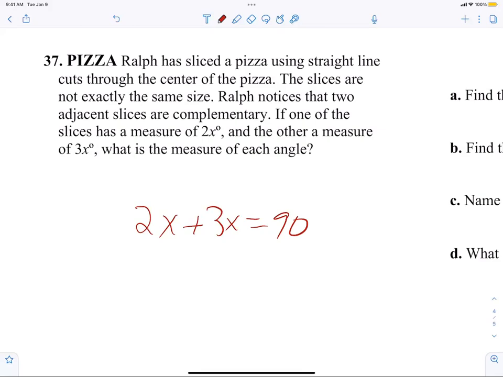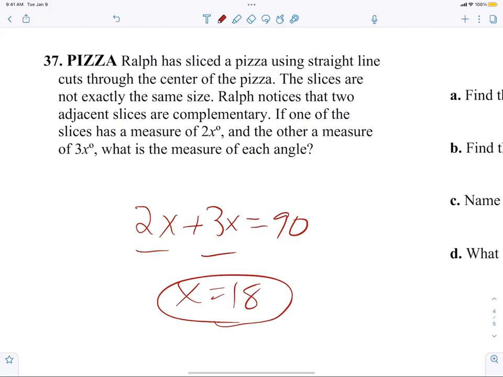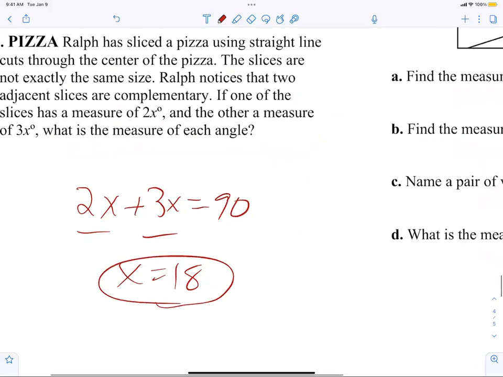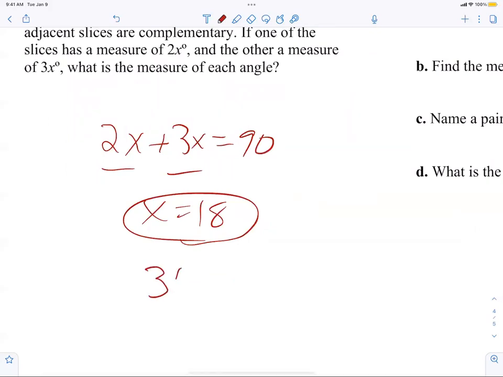All right. So obviously x is what here? I think it's 18, right? All right, now we know x is 18, but we want to find the measure of each angle. So the angles are what? Yes, 36 degrees and what? 54 degrees.